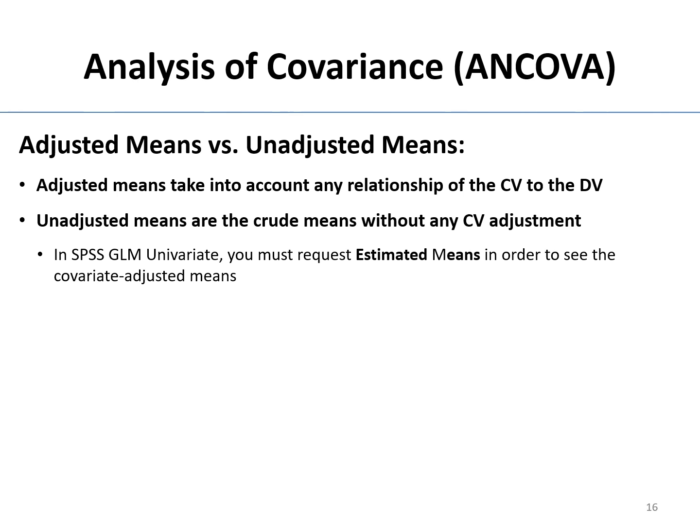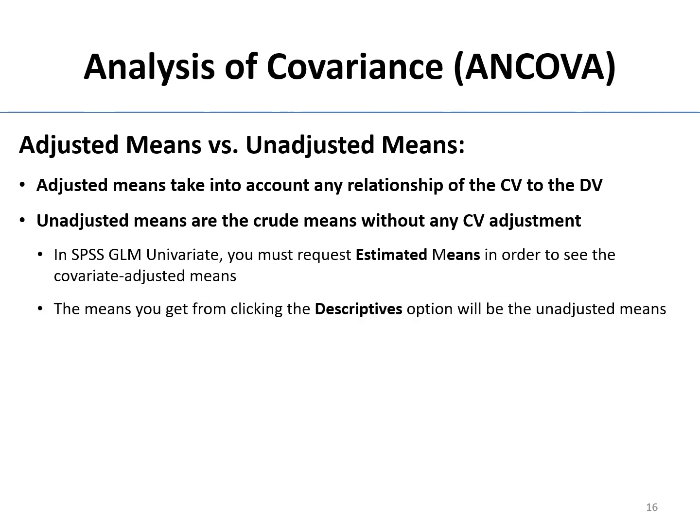In SPSS GLM univariate, which is what we're going to use for doing ANCOVA in this class, you have to request the estimated means in order to get the covariate adjusted means. Under descriptives, you get the raw or crude unadjusted means. To get the adjusted ones that show the effect of the covariate adjustments, you need to make sure to request estimated means. Again, the means you get from descriptives are just the unadjusted means. They're the ones you're used to seeing, but in this case, you have to make sure to get estimated means.